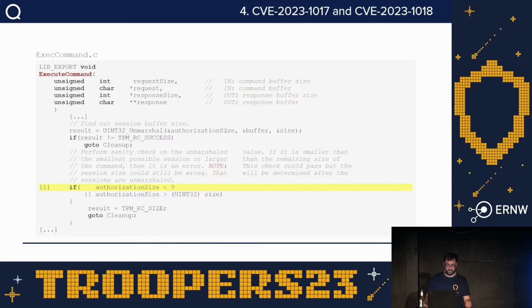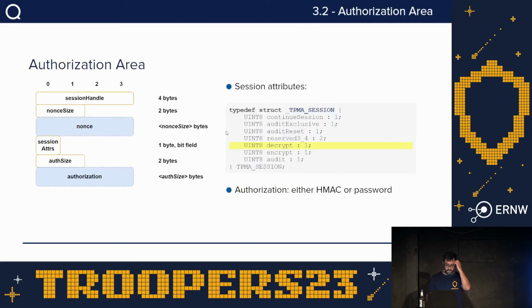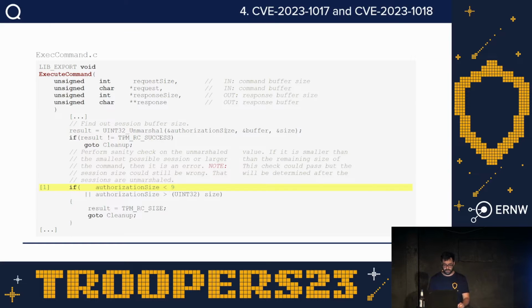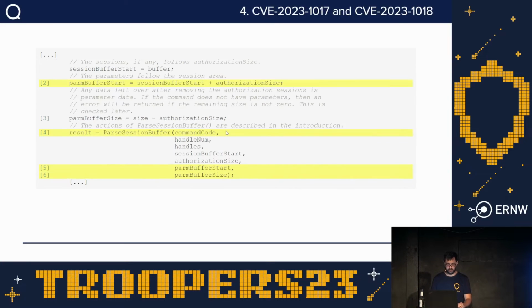So that's fine. If you remember from the previous slide, it's checking that the authorization size is not smaller than the smallest authorization area that it can handle. But let's say that we pass that check. So execution continues here. So at 2, it needs to calculate where the parameters start. So the parameters start where the session buffer or authorization buffer starts, plus the authorization size. That is, parameters start after the authorization area.